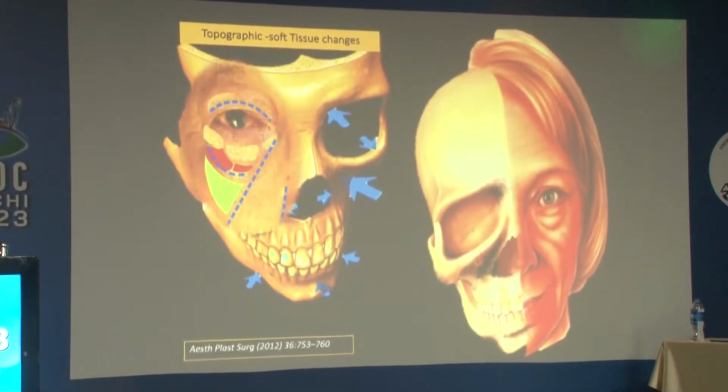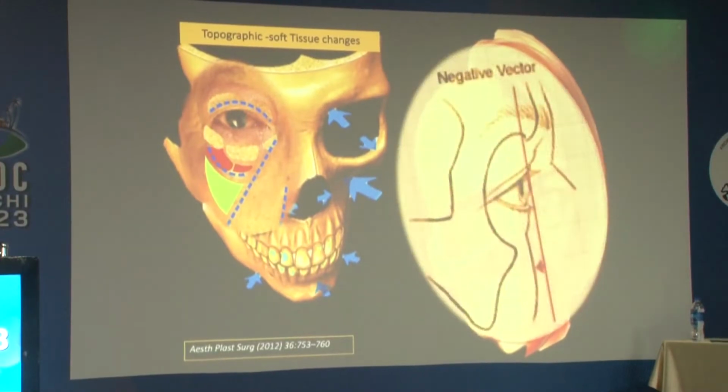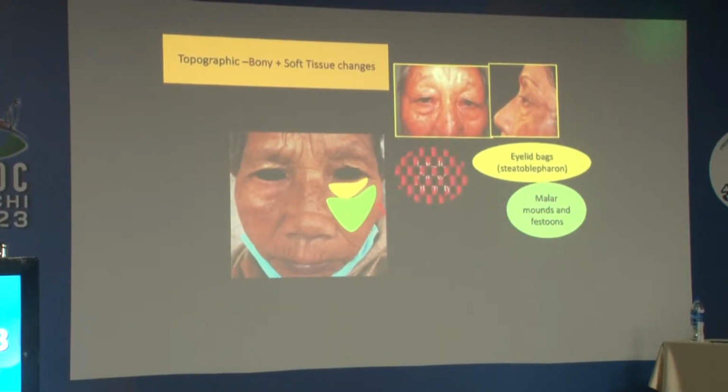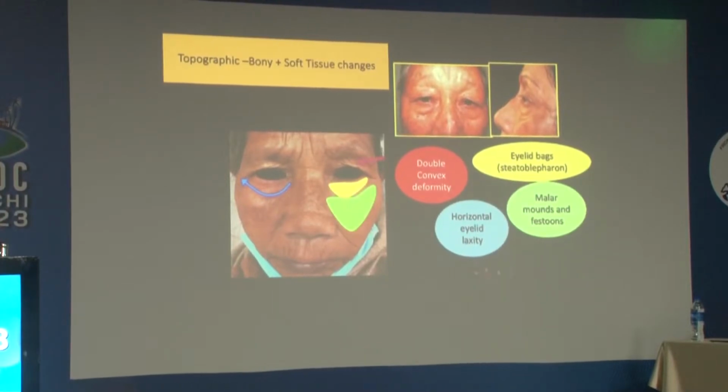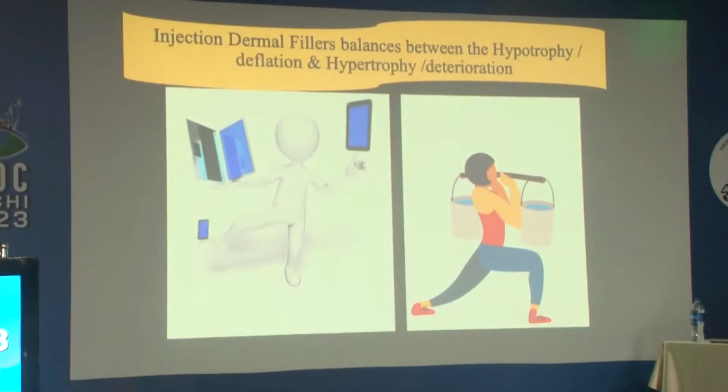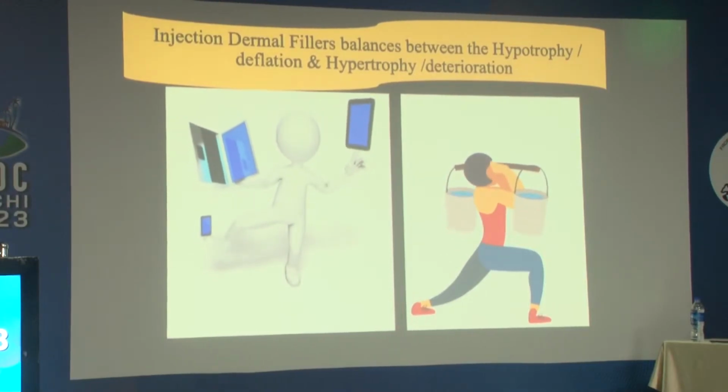and also the topographic changes, and this leads to multiple periocular changes, which can be in the form of the ibex, it can be in the form of the malar mounds and a festoon, it can be in the form of a double convex deformity, that is you have both the mounds and the bags, it can be in the form of horizontal laxity, it can be in the form of dermatochalasis, or it can be in the form of the tear trough and other periocular wrinkle changes. So what balances this hypertrophy and atrophy?